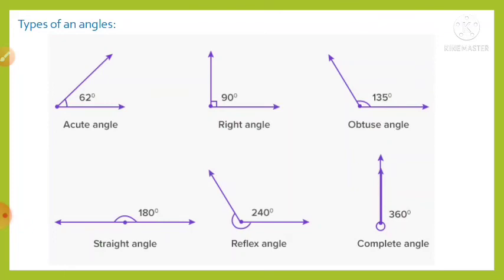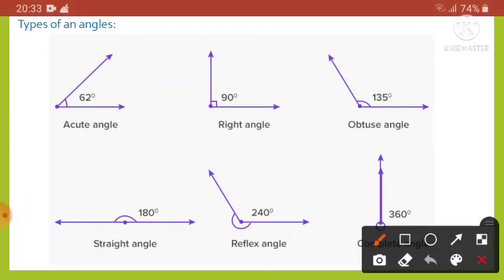Angles are classified on the basis of their measure. The first one is the acute angle. So what is an acute angle? An angle which measures less than 90 degrees is called an acute angle. Here the angle is 62 degrees, so it is less than 90 degrees, so it is known as an acute angle. Examples of acute angles may be 30, 45, 60, 80, 75. All these are acute angles, as all are less than 90 degrees.